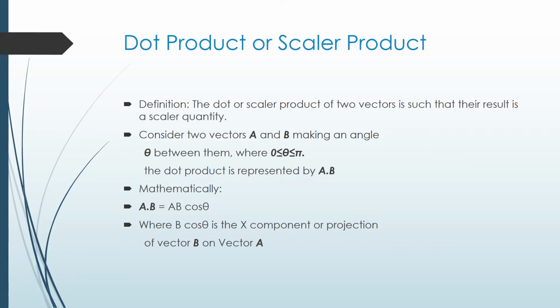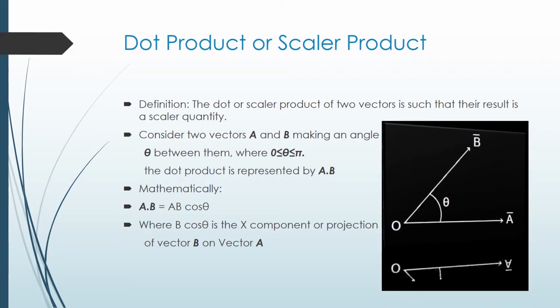Now, according to the definition of dot product, the dot product or the scalar product of two vectors is such that the result will always be a scalar quantity. So what is meant by this? If you have two vectors A and B, and if you multiply them and the resultant is a scalar quantity, which means it has only magnitude and no direction, such a product is always called dot product or scalar product.